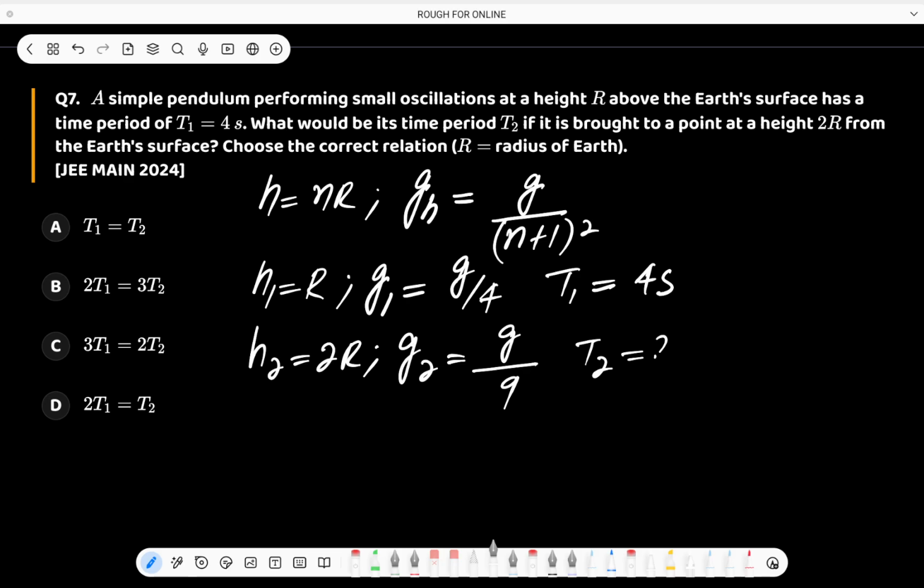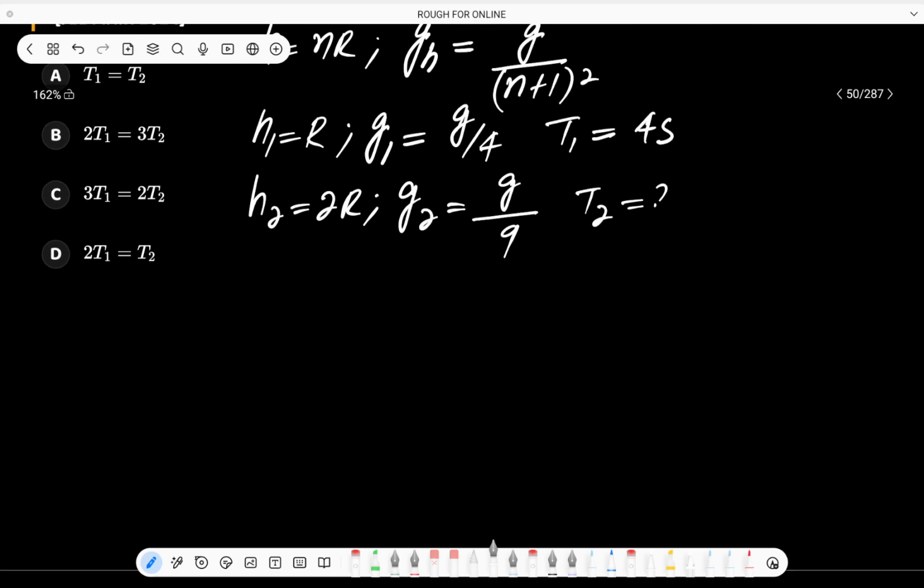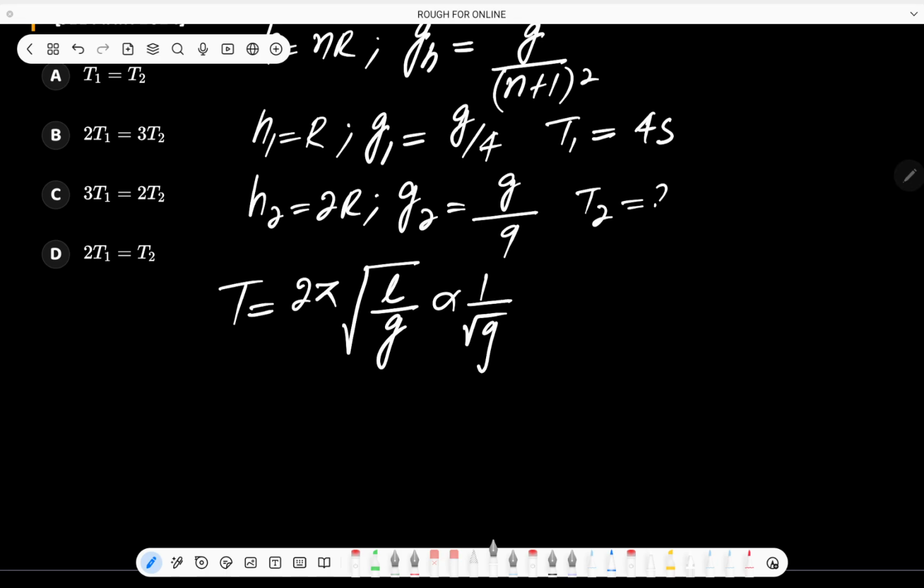Okay, the next thing you should know is the time period of the simple pendulum. If you remember, the time period of a simple pendulum is 2 pi square root of L divided by g. We'll study this in detail in simple harmonic motion, but at least in units and dimensions you must have learned that the time period of a simple pendulum is 2 pi square root of L divided by g. Can I write it like this, that it is inversely proportional to the square root of acceleration due to gravity, isn't it?